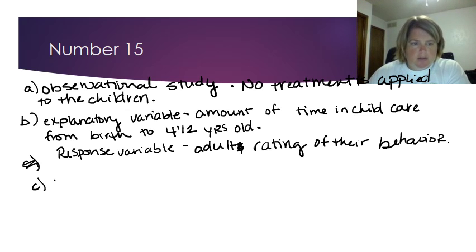aggressive? So we cannot answer that question because we can't make a conclusion of cause and effect since this is an observational study. There's no control group to be able to make any type of conclusion like that. So whenever it asks whether this can show something or whether there is a cause and effect, if it's an observational study, the answer is always no. So no, and then we're going to write that down.